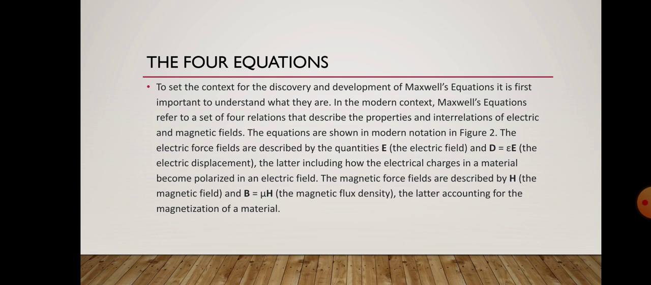The electric force fields are described by the quantities E, the electric field, and D equals epsilon E, the electric displacement, the latter including how the electrical charges in a material become polarized in an electrical field. The magnetic force fields are described by H, the magnetic field, and B equals mu H, the magnetic flux density, the latter accounting for the magnetization of a material.